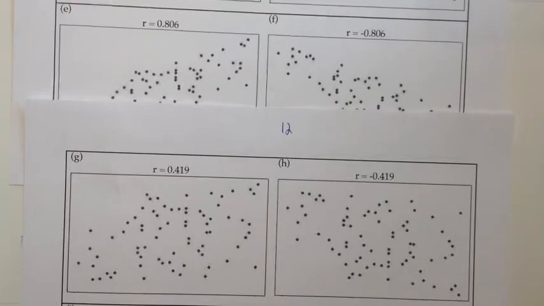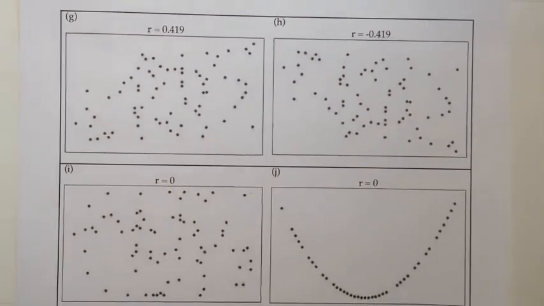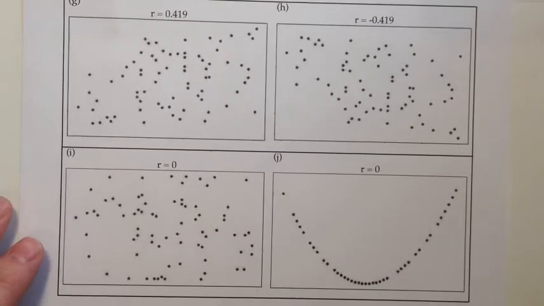And then an r that is close to 0 is kind of an interesting case, because that can mean a couple very different things.